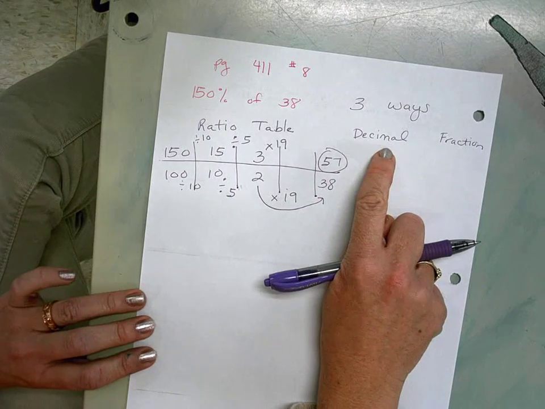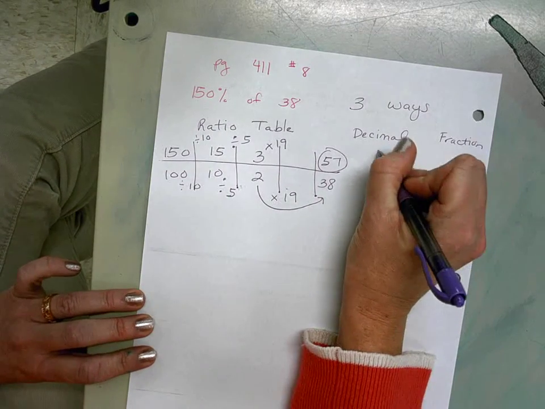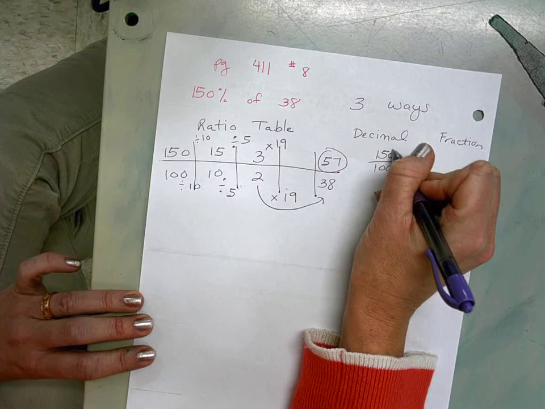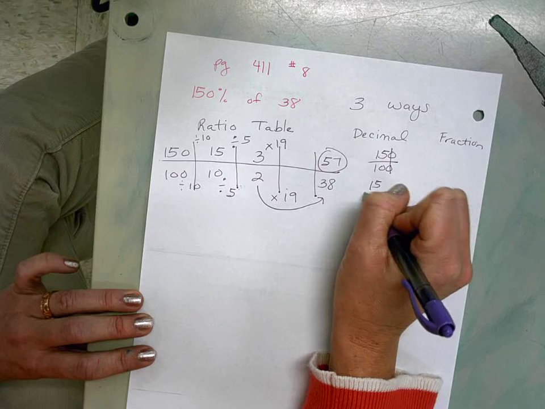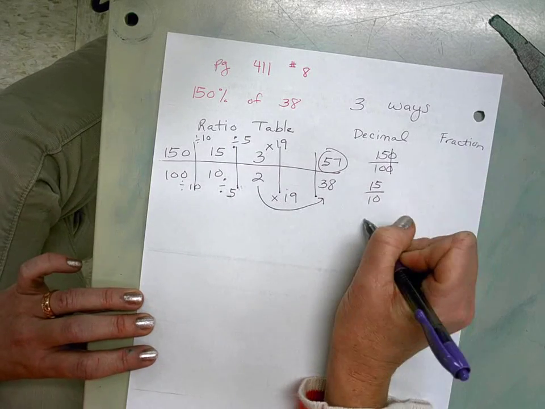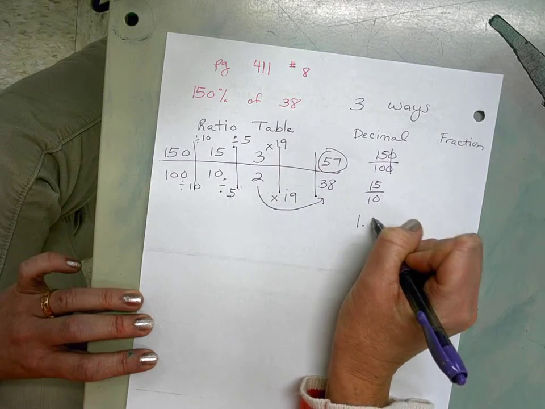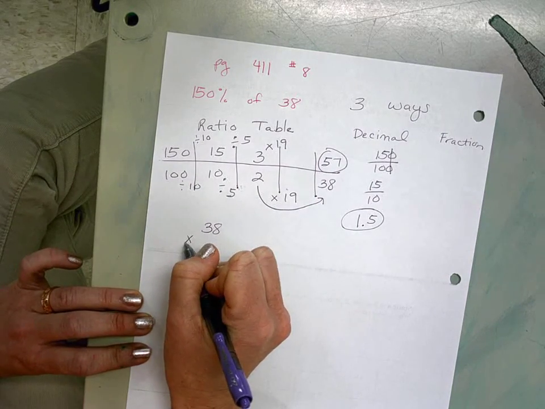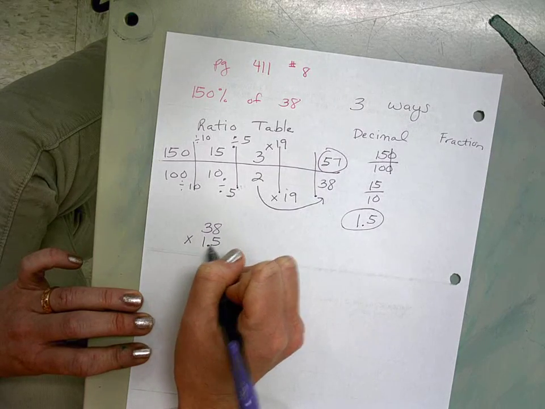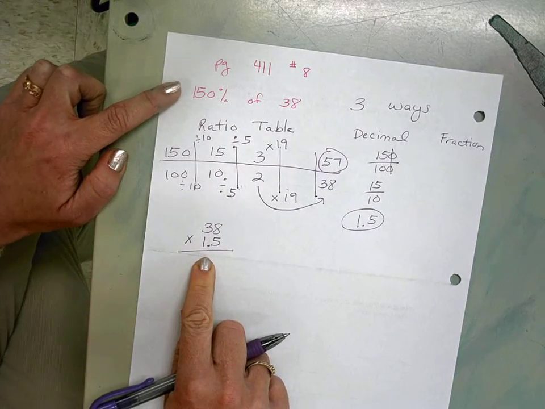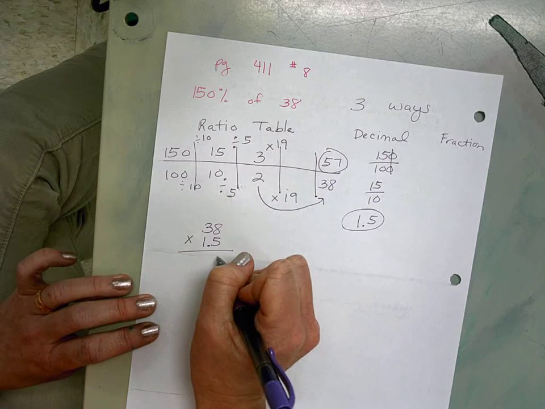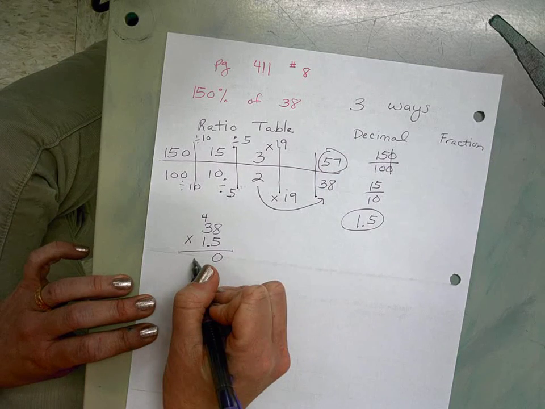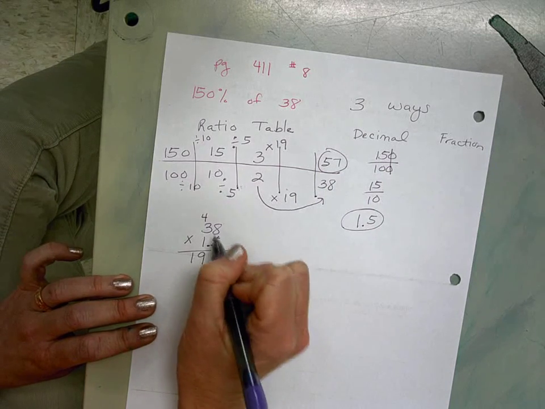We could also change our percent to a decimal. So 150% is 150 out of 100. I could divide by 10. That gives me 15 over 10. So as a decimal, that would be 1 and 5/10. So I have 38 times 1 5/10, which again is my 150% as a decimal. 5 times 8 is 40. Carry the 4. 3 times 5 is 15. Plus 4 is 19. I'm done.